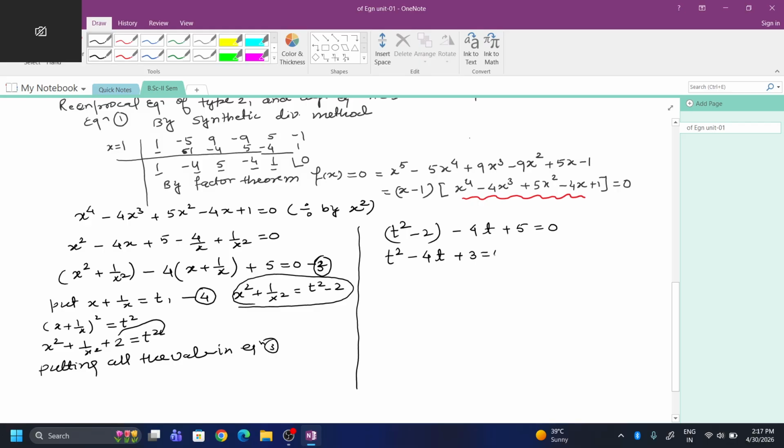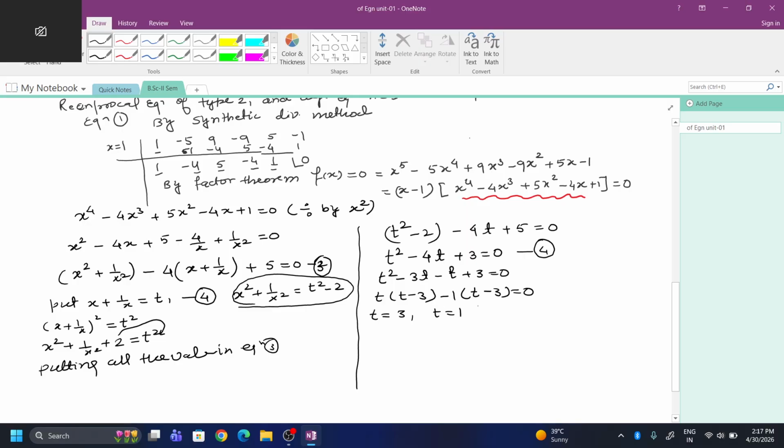Now it is a quadratic equation. Say it is your equation number 4. It is a quadratic equation. So how we can simplify: t square minus 3t minus t plus 3, it is equal to 0. You can take t common, t minus 3 minus 1 common, t minus 3, it is equal to 0. Then you get t is equal to 3 and t is equal to 1.